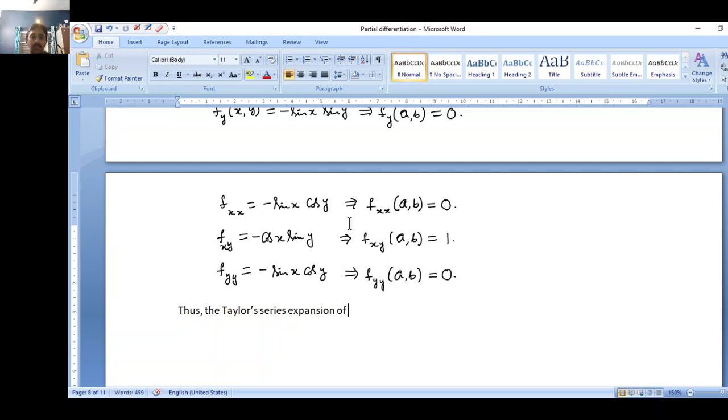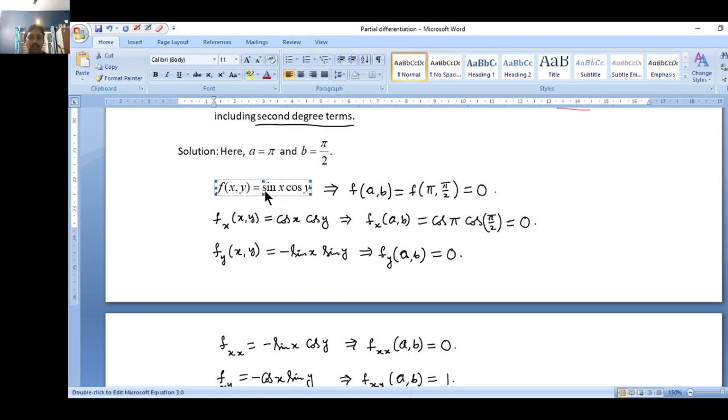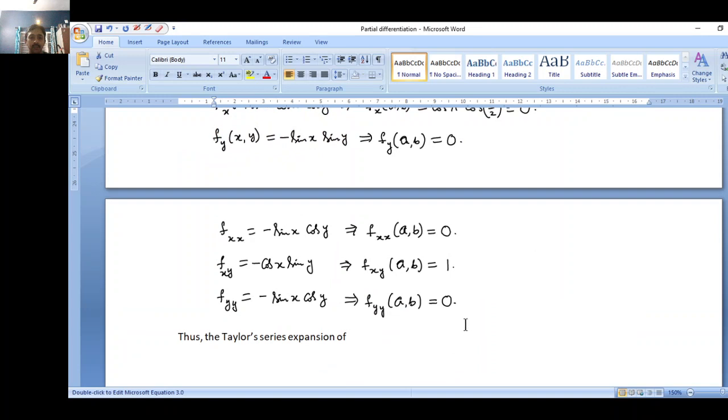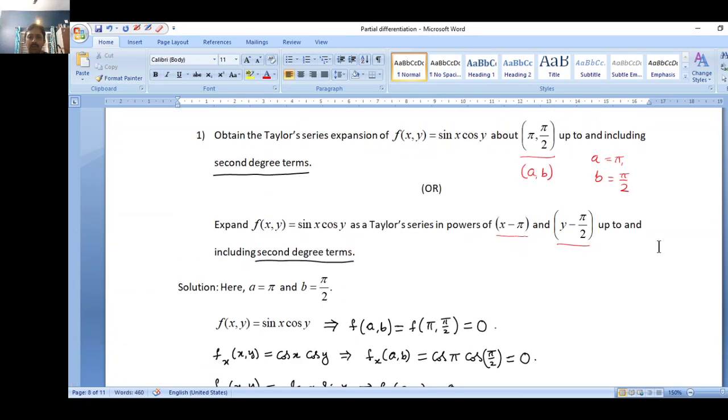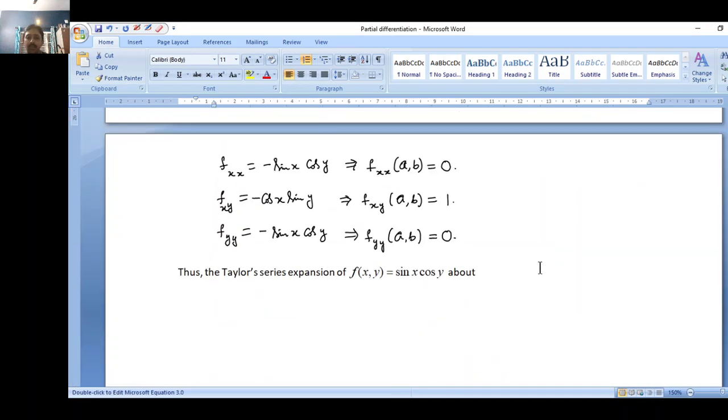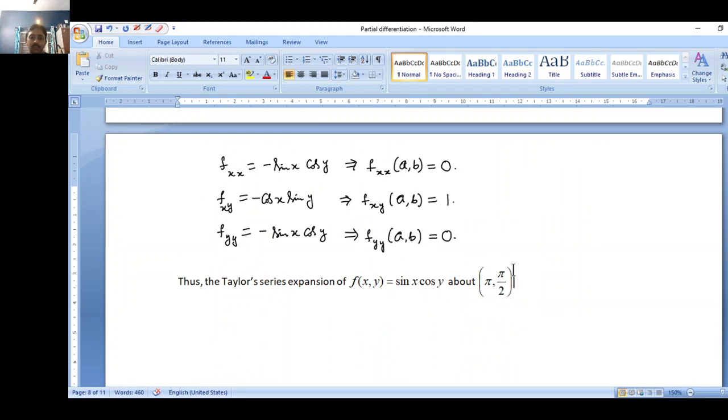Of what is the given function? F of x comma y about this point. If you're told to find the expansion about this point, then write it this way, or even if you're told to write it in powers of this, you conclude accordingly. So just try answering the question. So I would say that the expansion is given by, and now we'll have to be a little careful when we are substituting all these things.